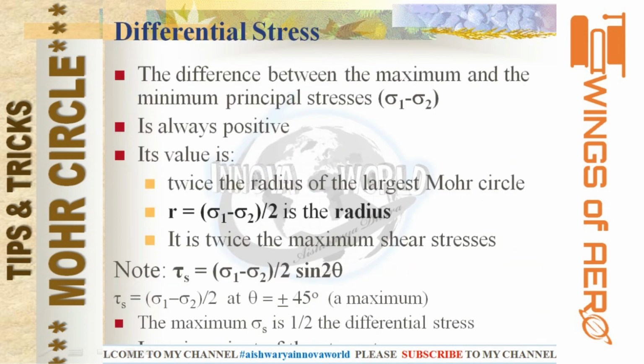Our overall conclusion here: the difference between the maximum and the minimum values of principal stress, sigma 1 minus sigma 2, should always be positive. From there we can derive that twice the radius, that means the diameter of the largest Mohr circle, is sigma 1 minus sigma 2, and (sigma 1 minus sigma 2) by 2 is the maximum shear stress, and shear stress is maximum at plus and minus 45 degrees.